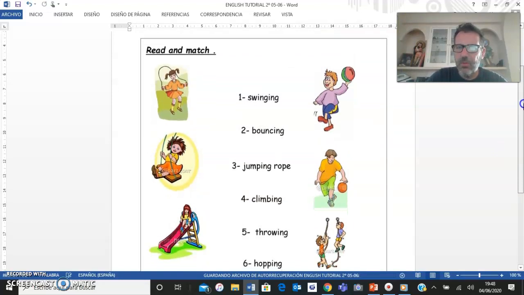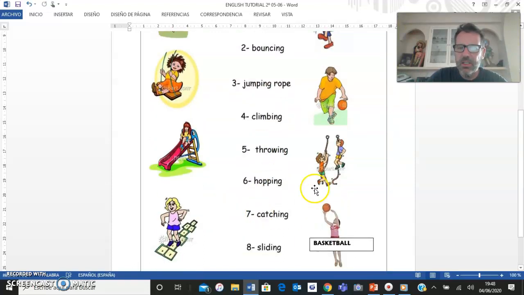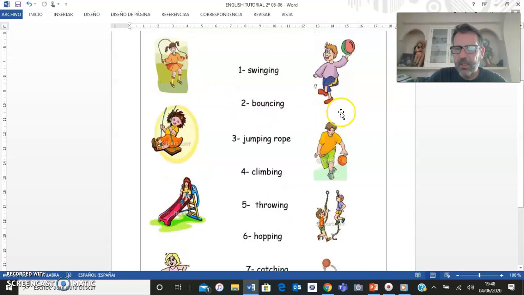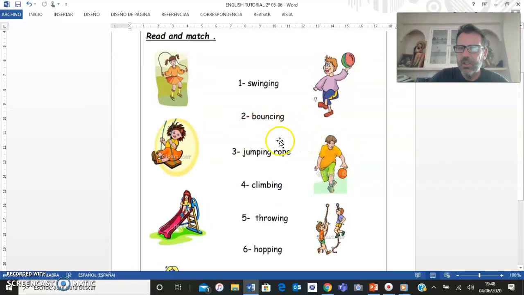All verbs plus ing: swinging, bouncing, jumping rope, catching, sliding. Got somebody playing basketball and another one here that's playing with the ball. Here they're playing with the ball too, but we see that he's bouncing the ball. So I think that one we got very clear. So between this one and here, I'm gonna put catching.